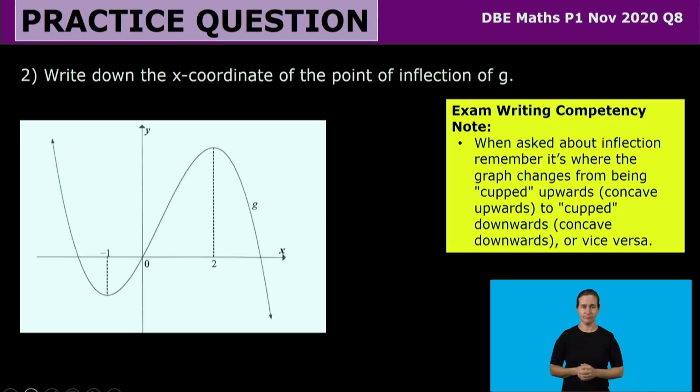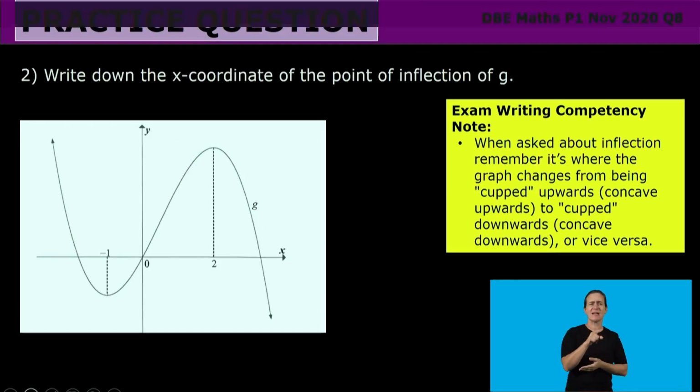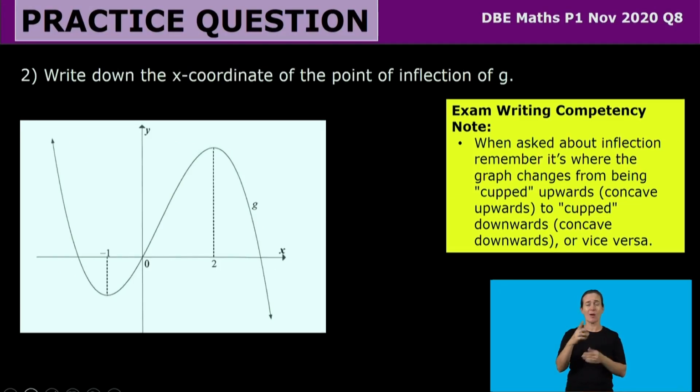Okay, now the next one says, write down the x-coordinate of the point of inflection of g. Now remember, when we're talking about points of inflection, let's just focus on that for a second. Obviously, we've got a question to answer, but when we're talking about points of inflection, it's where our curvature is changing. Okay, so let's just say the point of inflection is somewhere there and analyze what it means when we're talking about points of inflection.